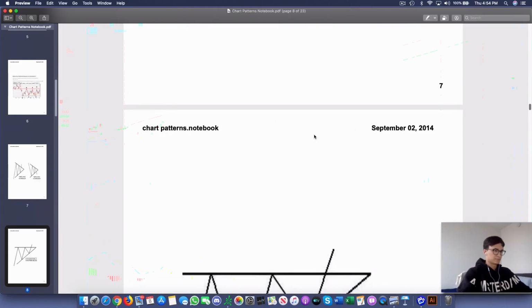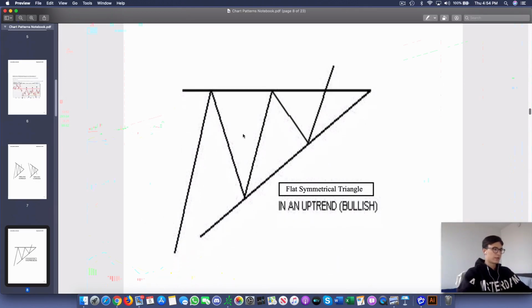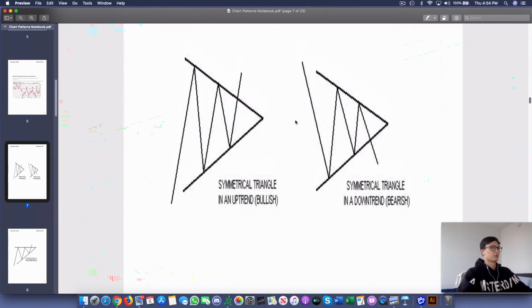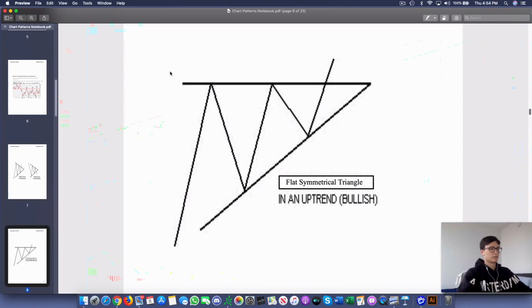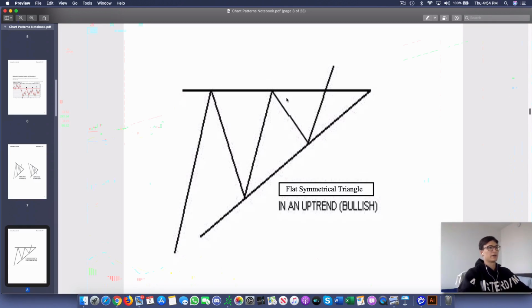So now we have a flat symmetrical triangle, which is similar to the symmetrical triangle that we have here, but we just have a flat resistance level. So this is bullish, so the prices are increasing, hit resistance, come back down, and we see higher lows rather than higher highs or lower highs. So this would be the resistance. It bounces off resistance, bounces off support, bounces off resistance. It doesn't necessarily need to bounce only twice or 3 times. It just needs to play out, like it needs to follow this pattern here.